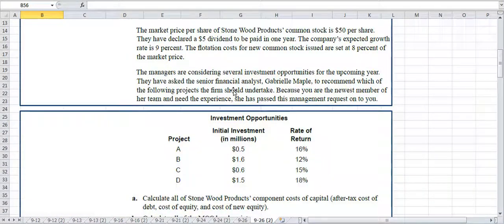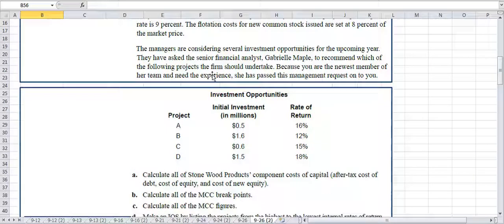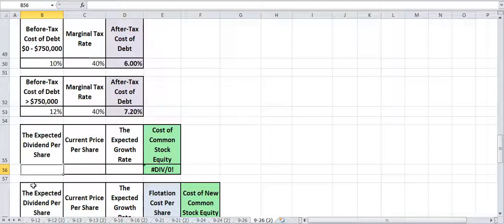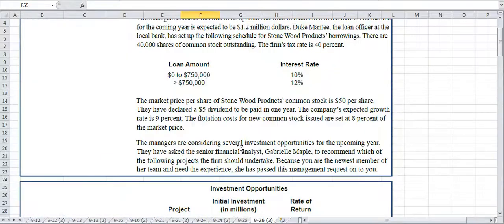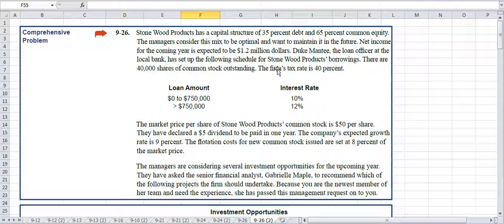Okay, the expected dividend per share was, now I forgot what it was. Let me go back. $5. Let's see, 9% growth and $50 per share. Okay, so we need to put that in here. These are the variables that you need for the cost of common stock equity. Current price per share 50, and expected growth rate, was it 9%? I think it was, yeah, 9%.